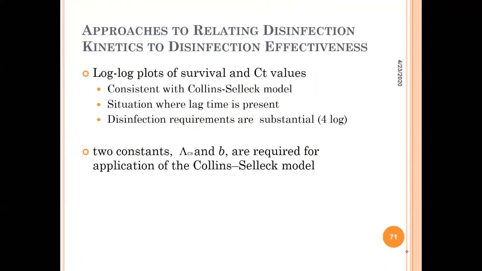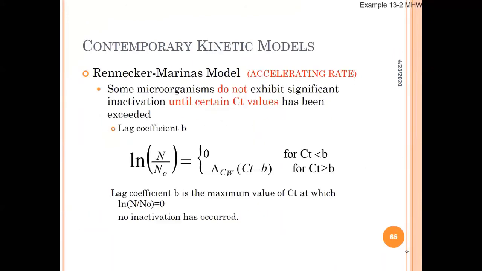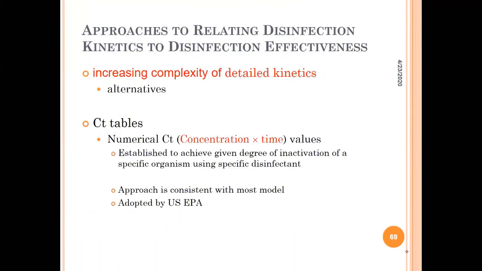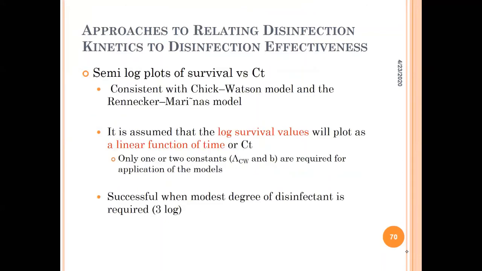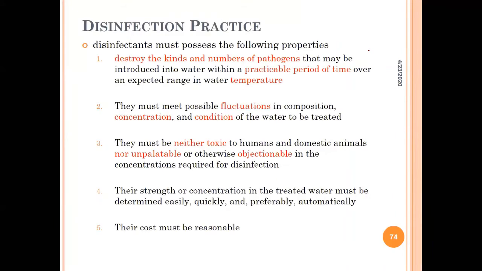So if you are very good at using tables, using models, you use these models. Or if you are not in the mood to use tables, then you just go to these kinds of tables and find out the CT value for what degree of inactivation you need. And these tables are available on the US EPA website.